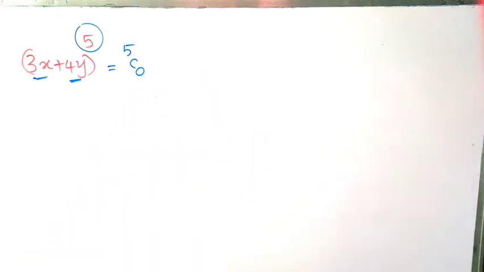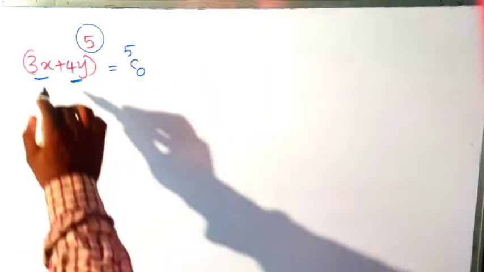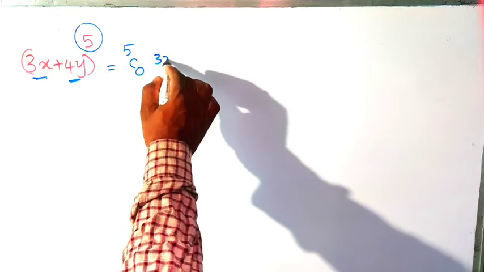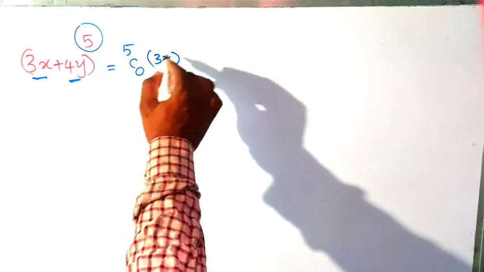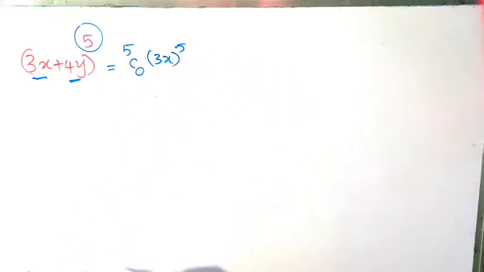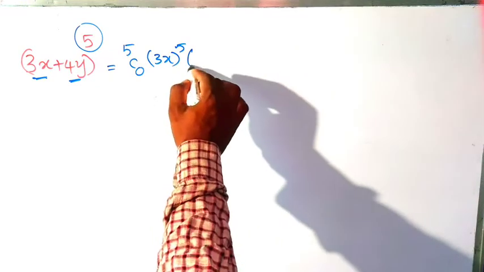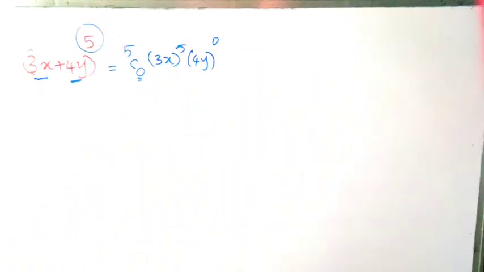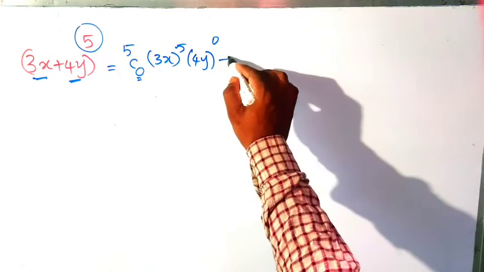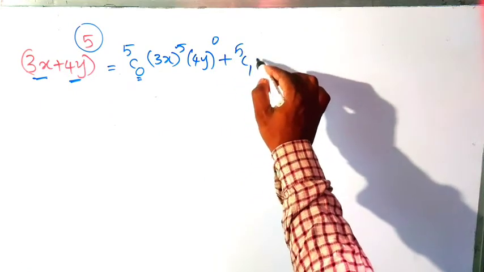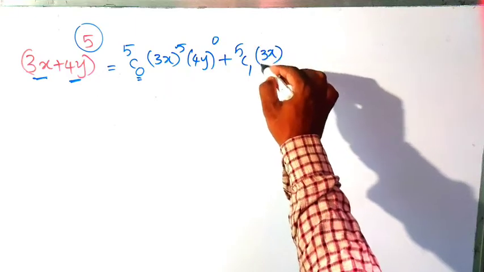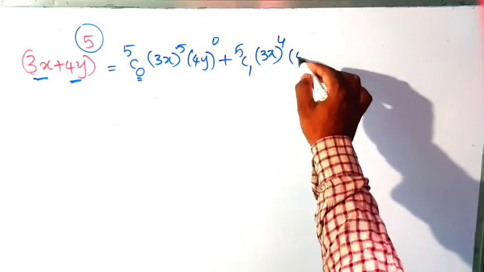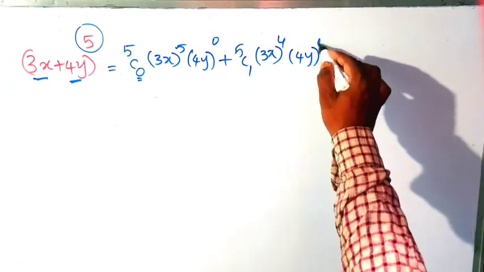So we write here 5c0, x power of 5 minus 0 is nothing but 5, and 4y whole power of 0. Next one, 5c1, 3x whole power of 5 minus 1, that is nothing but 4, and 4y whole power of 1.